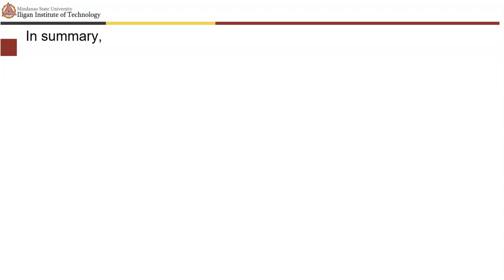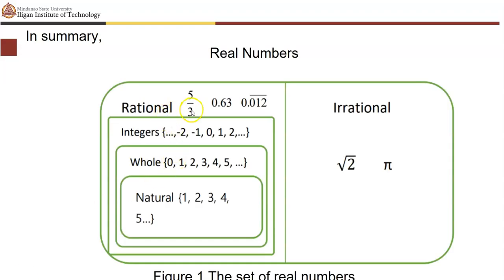Now, in summary, we have the following. First, you have what we call your natural numbers. Your natural numbers, again, are your numbers 1, 2, 3, 4, and 5. They are also called your counting numbers. Your whole numbers start with 0, so that's why your natural numbers are actually a subset of your whole numbers.